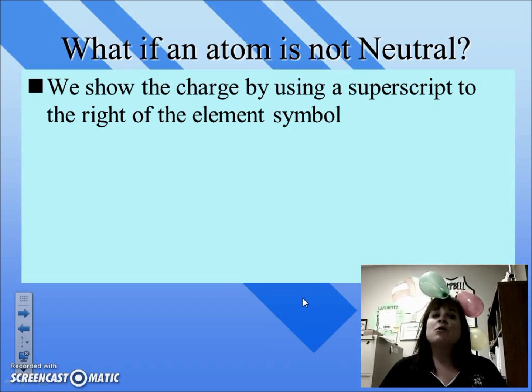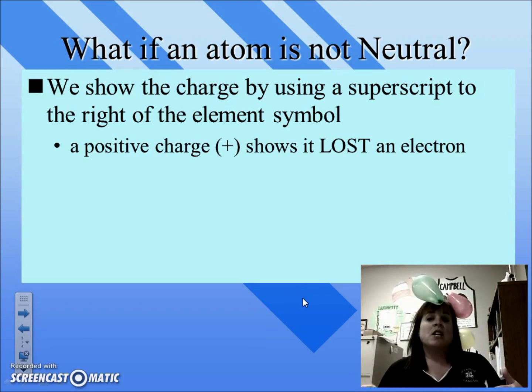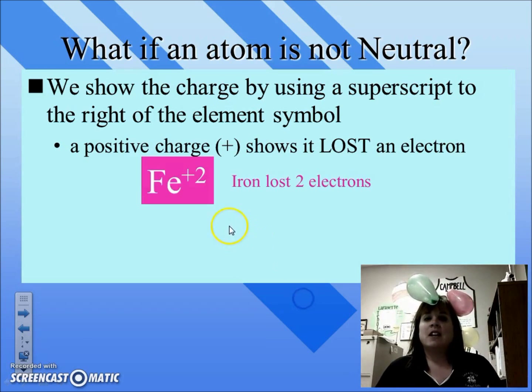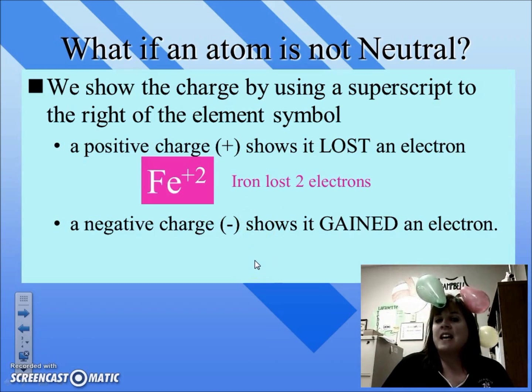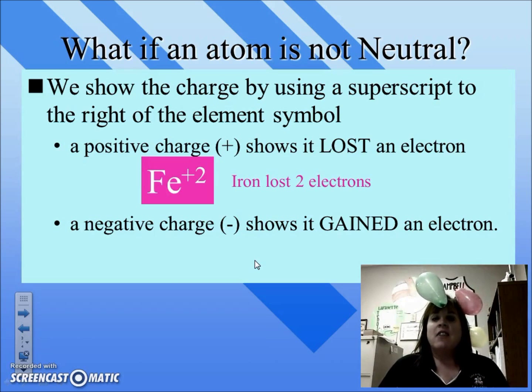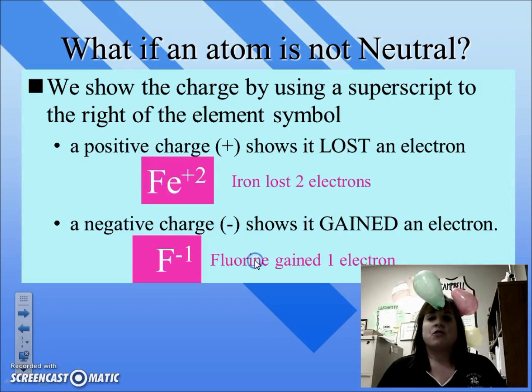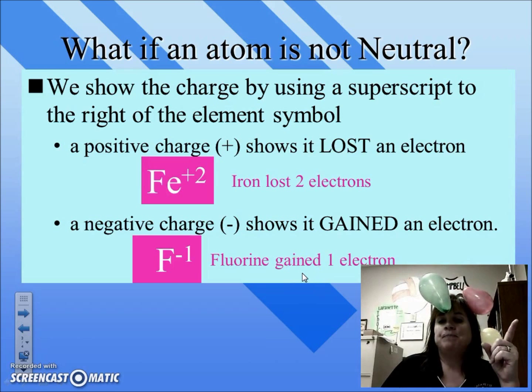Now, we show that an element is charged using our symbol notation that we talked about in the last video, by using superscripts to the right of the element symbol. So if an element gains a positive charge, it shows that it lost an electron. Like here, Fe is the symbol for iron, and this +2 indicates that iron lost 2 electrons. If an atom becomes negatively charged, so it's gaining electrons, then I have a superscript that's a negative charge. So here's fluorine, F stands for fluorine, with a -1. That means it gained 1 electron.